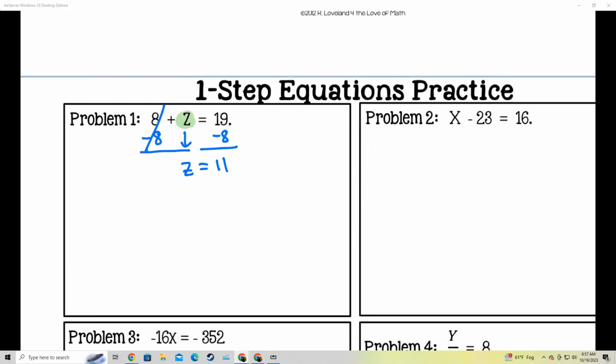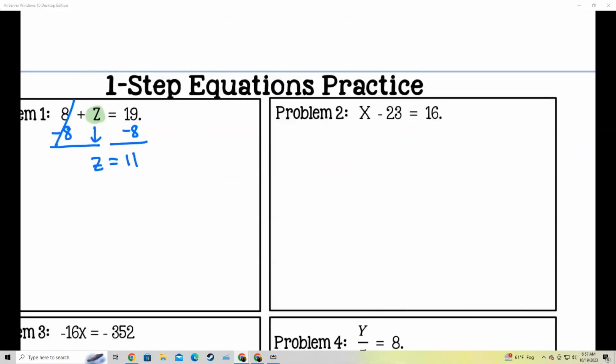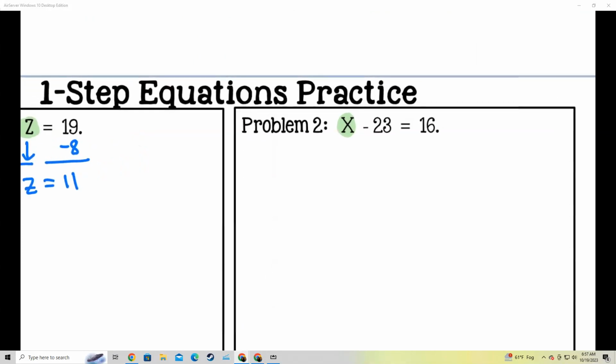All right, moving on to the next one. I'm trying to get the x by itself. Right now, I realize that the x is being subtracted by 23. To get rid of the subtracted 23, I need to do the opposite, which means I'm going to add 23 to both sides. Again, I am not dividing, so the line is going to go underneath, not in between, okay? These are going to cancel. The x is going to drop. I get x is equal to, and then when I add these two numbers together, the answer is 39.